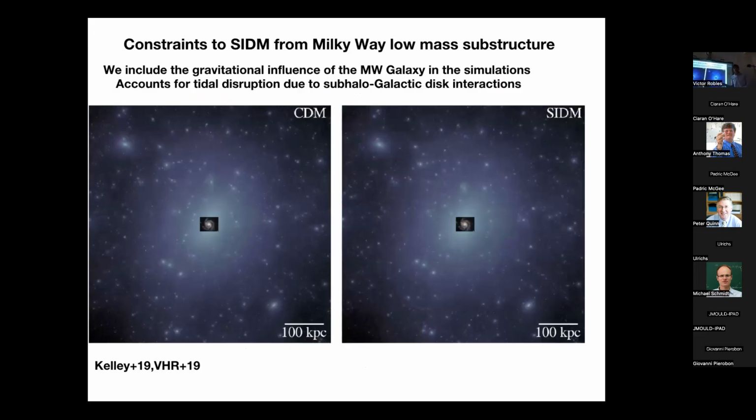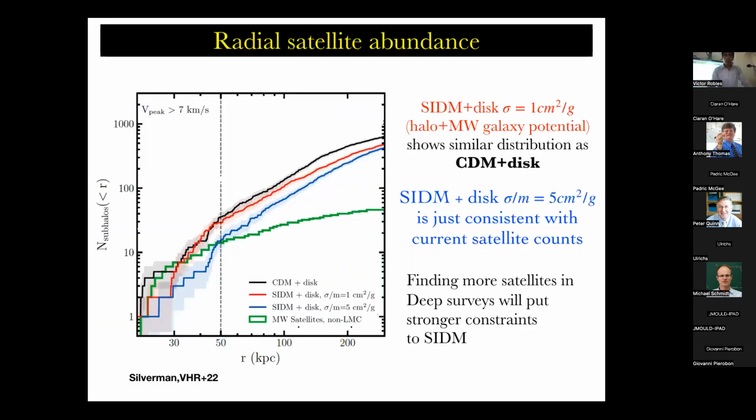On the other hand, we have the substructure. And what I'm showing you here is basically two simulations, a cold dark matter simulation versus a self-interacting dark matter simulation of the Milky Way galaxy halo. And this is a very crude way of putting it, but essentially, this galaxy in the center means that we are taking into account the effects of the Milky Way baryonic component. That means that we actually put in the bulge, the disk of stars, the gas. And the effect of that on substructure is basically shown here.